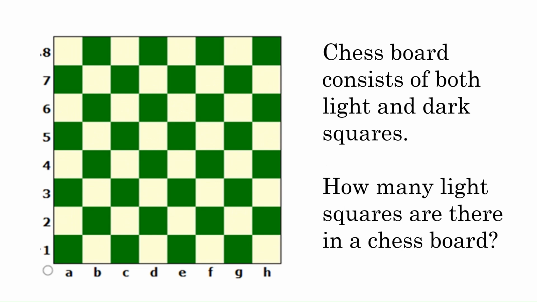Here is a chessboard. There are light squares and dark squares. A chessboard is a combination of both light and dark squares. A light square is followed by the dark square, and a dark square is followed by the light square. So it goes on like this. So, how many light squares are there in the chessboard?